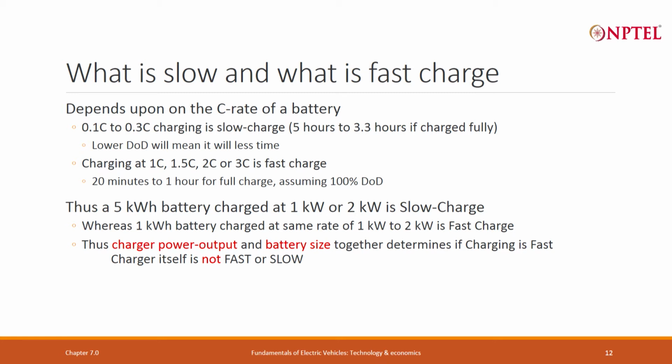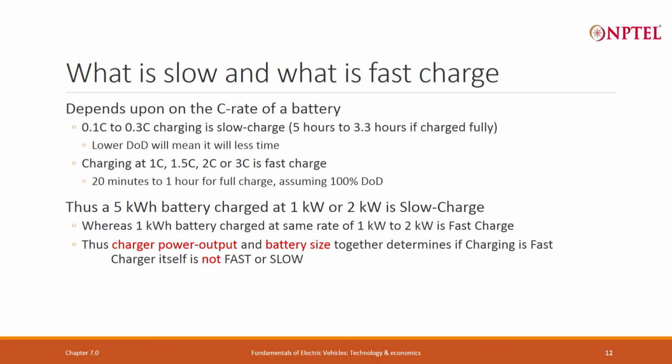So, you cannot say my charger is a slow charger. Well, if a charger output power is 1 kilowatt and you charge a 1 kilowatt hour battery, it is a fast charge. So, it is not related to the charger power alone, it is both the charger power plus the battery size that you need to take together to determine which charging is slow or fast.